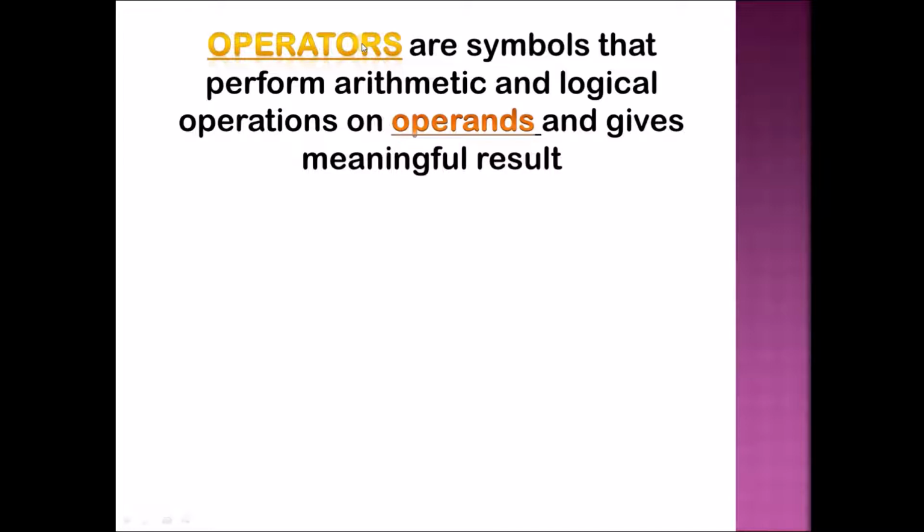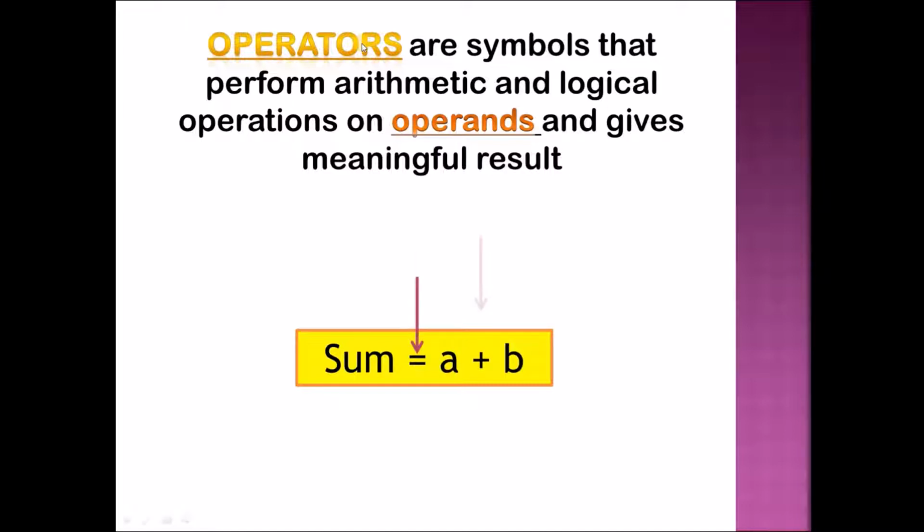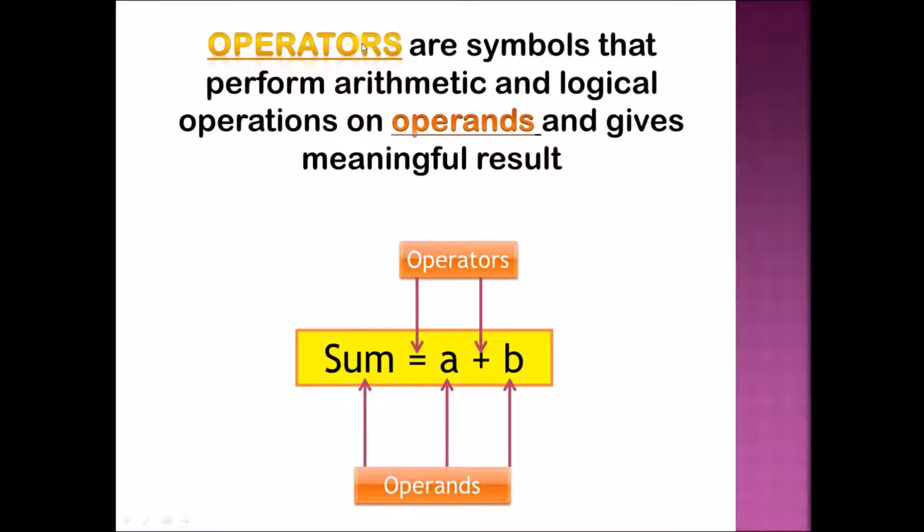So to understand these two terms, let us just go through this expression where I have written sum is equal to a plus b. Here is equal to and plus, these two signs are known as operators, whereas sum, A and B are known as operands. So here the signs and symbols that I'm using, that is equal to sign and the plus sign, they are termed as operators. And on which I'm doing these operations, they are known as the operands.